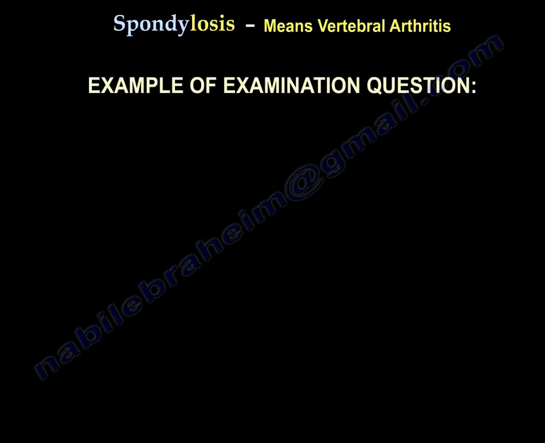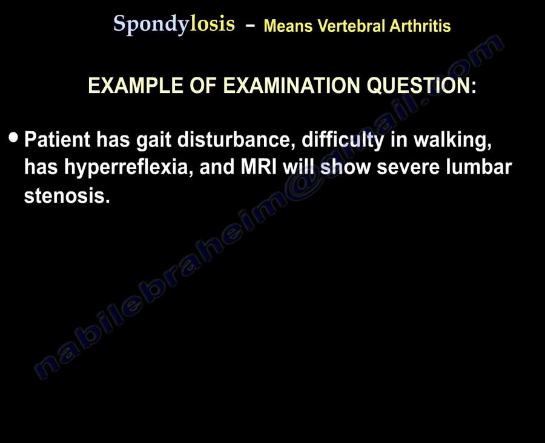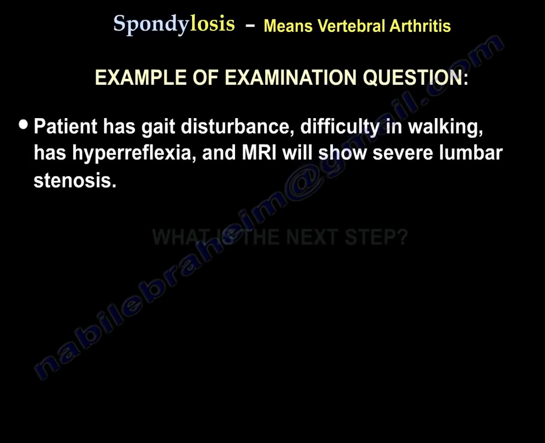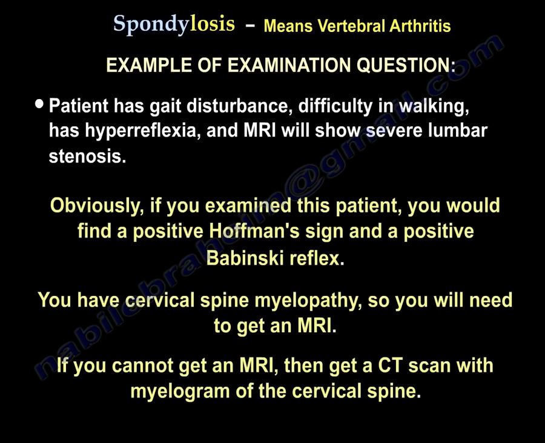And this is how the questions in the exam come. Patient with gait disturbance, difficulty in walking, have hyperreflexia. MRI will show severe lumbar stenosis. What is the next step? Obviously, if you examine that patient, you'll have positive Hoffman sign, positive Babinski. See, he got cervical spine myelopathy.